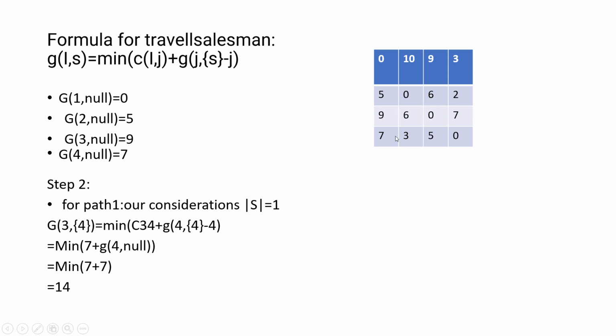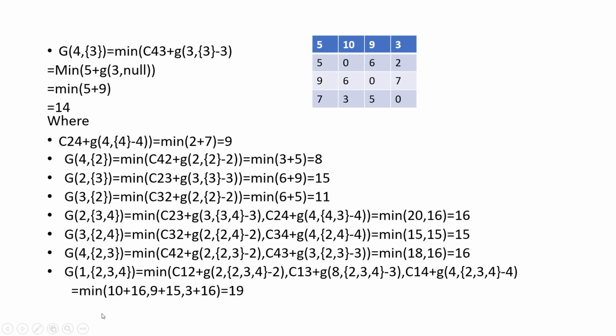Then we have to find the way 3 to 4. The value for 3 to 4 is the minimum of c ij, where i value is equal to 3 and j value is equal to 4. By considering all this, g of 4 comma null value we know is 7. 7 plus 7 is equal to 14, so to find g of 4 comma 3 the value is 14. Likewise, substituting everything in the formula, we have found the value. The minimized value is 19 and the optimal value is 19.